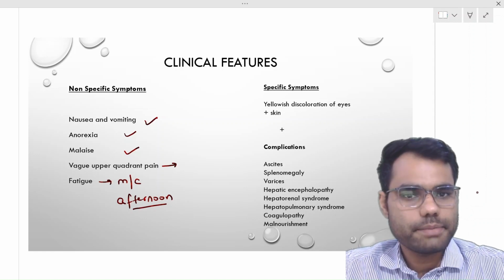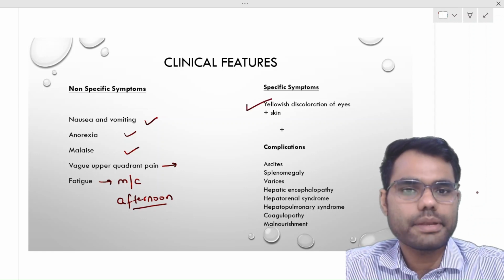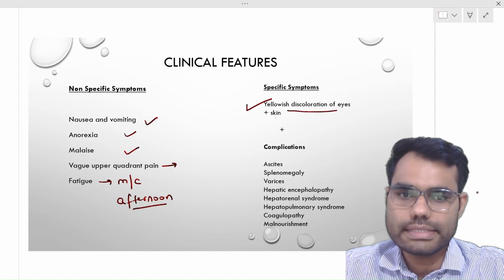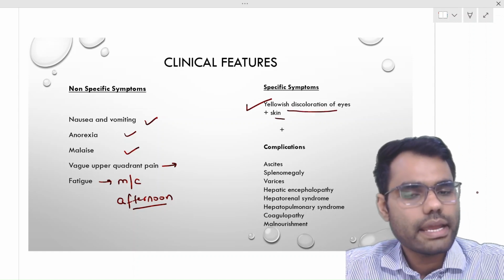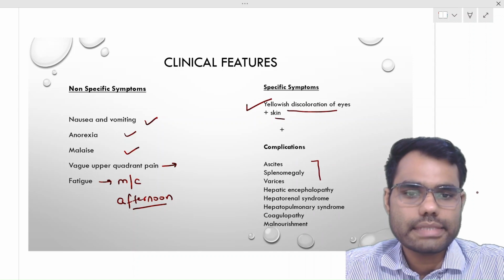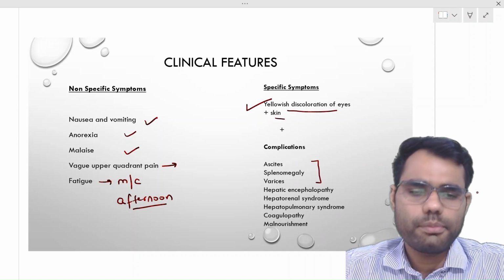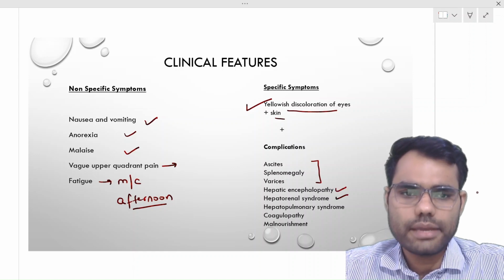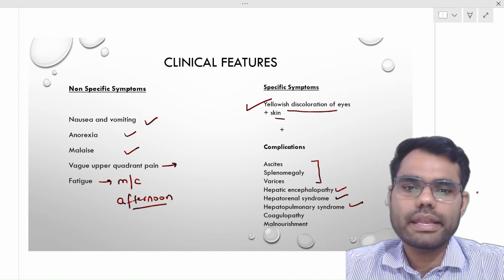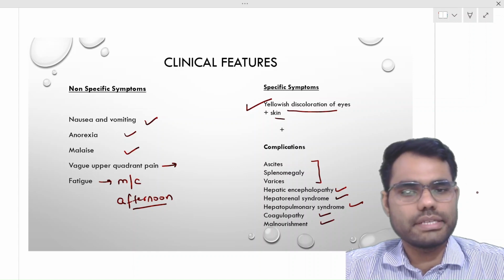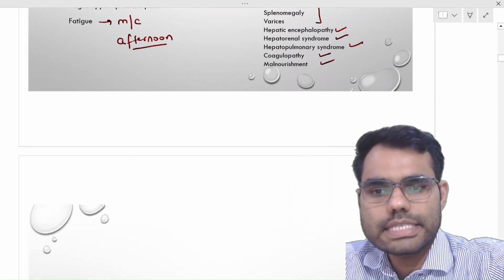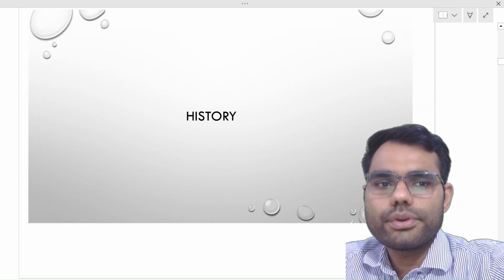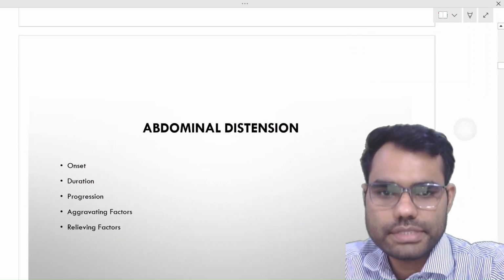Apart from these non-specific symptoms, patients can also present with specific symptoms like yellowish discoloration of the eyes, skin, or urine. Or the patient can directly present with complications like ascites, splenomegaly, varices, which are portal hypertension related complications, or there could be hepatic encephalopathy, hepatorenal syndrome, hepatopulmonary syndrome, coagulopathy, or malnutrition, right? We'll discuss all these complications one by one. So let us go on to the history of a patient presenting with cirrhosis, right?